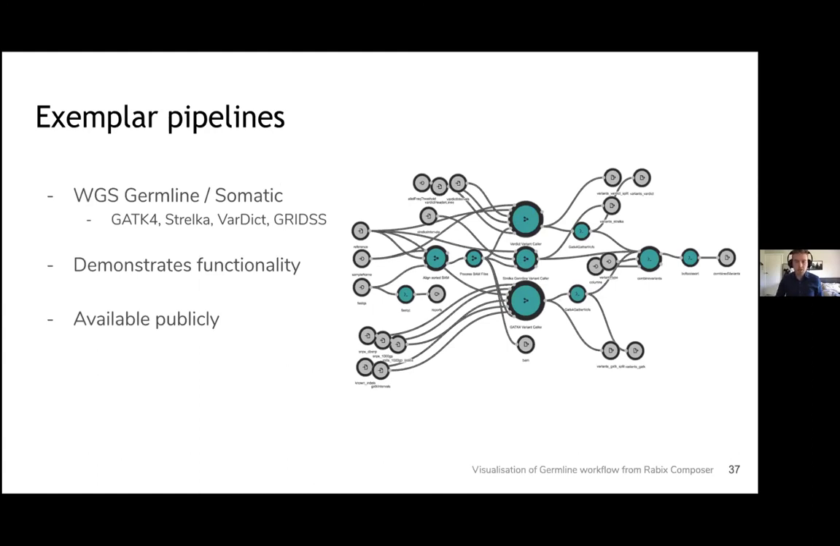These exemplar pipelines demonstrate that Janis is a functional framework that can produce valid and workable workflows. And these exemplar pipelines are available publicly. So you can see them on the documentation, you can run them, and you can run them directly from the command line as well.